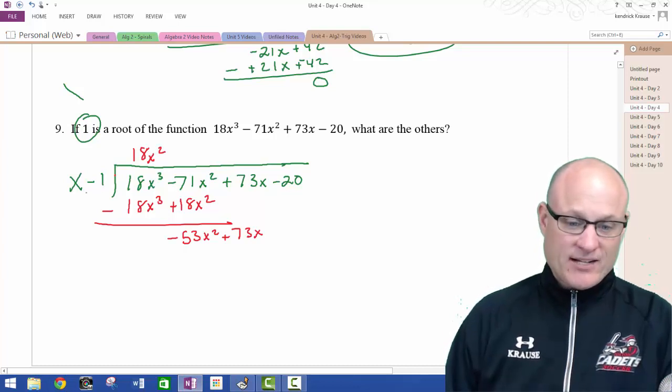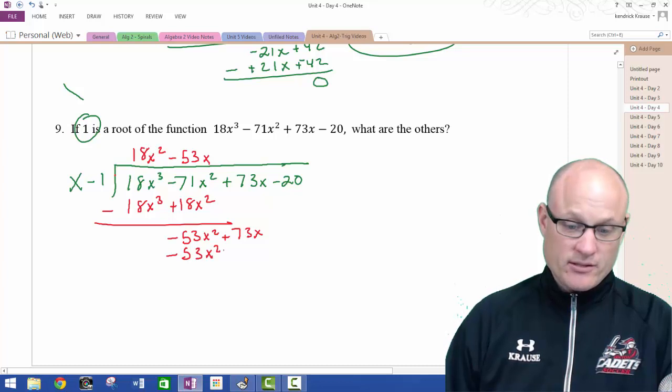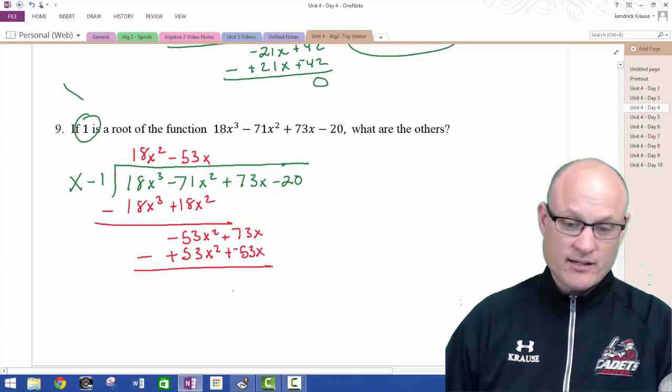All right, x times negative 53x is negative 53x squared. Negative 53x times negative 1 is positive 53x. Subtract, add, subtract. I get 20x. Bring down the minus 20. Almost done.